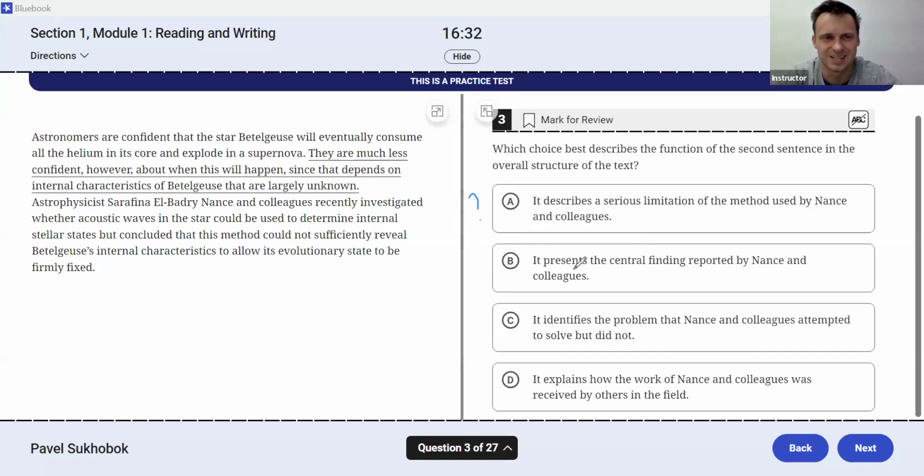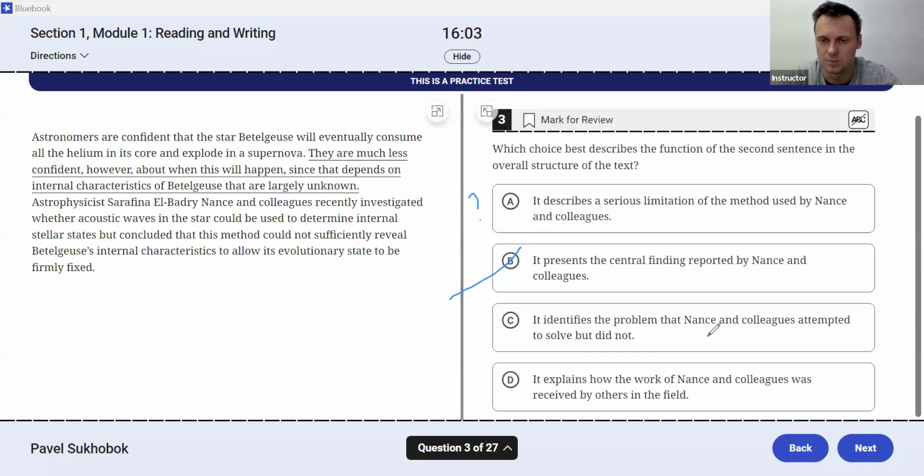B, it presents the central finding reported by Nance and the colleagues? No, because in this case, the underlying portion is the problem of why we don't know when this Betelgeuse star is going to explode. It is not a finding. In fact, as far as I can tell, Nance and her colleagues had no findings. All we know is that this method didn't work. If there was a finding, it was that their method did not give us enough information about Betelgeuse's internal characteristics.